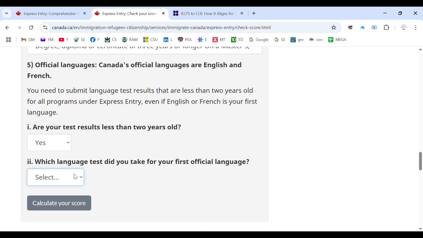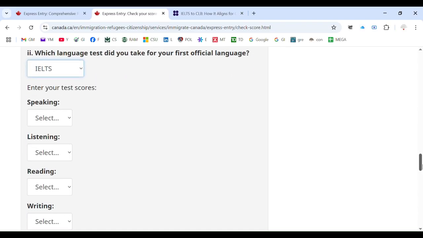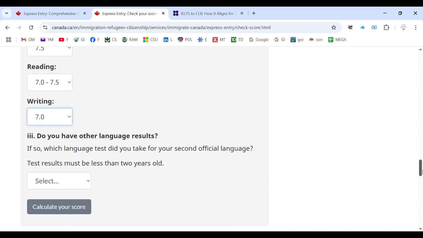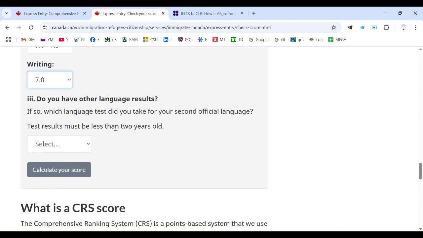If you have appeared in the IELTS exam, for example, in your speaking you received 7, listening you received 7.5, reading 7 to 7.5, writing 7. If this is your score, then do you have any other language test results? That means, do you have a French test result? If you have no French test result, then not applicable.